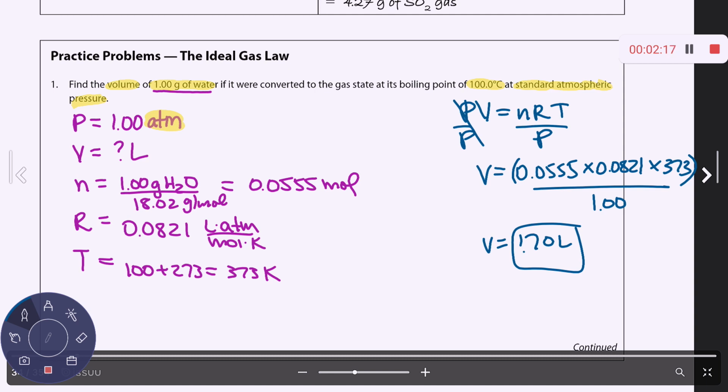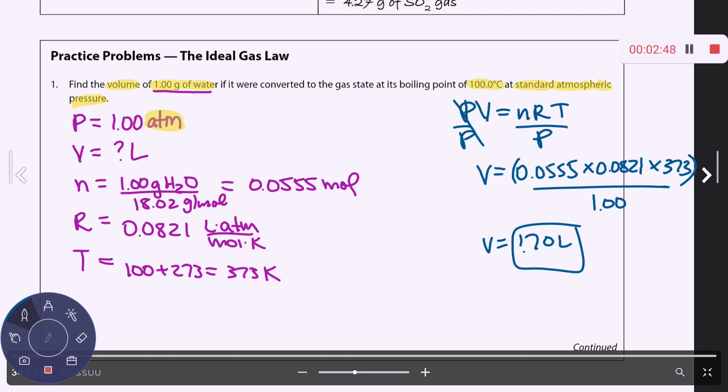When you do the sub calculation for PV over RT, would you round there for sig figs or would you keep the expanded? I think you're okay with rounding. In this case, it's such a small quantity. I don't think it's going to make a difference. Okay. So there's one version of PV equals nRT. You could be solving for P, V, N, or T.